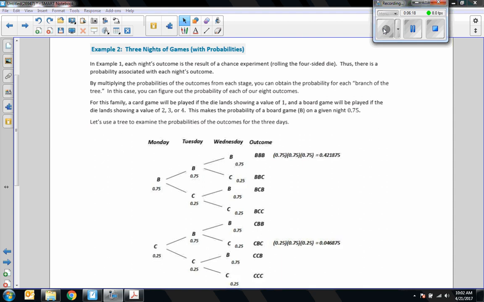For this family, a card game will be played if the die lands showing a value of 1, and a board game will be played if the die lands showing a value of 2, 3, or 4. This makes the probability of a board game B on any given night 0.75, 3 out of 4 possible outcomes. Let's use a tree diagram to examine the probabilities of the outcomes for these 3 days.